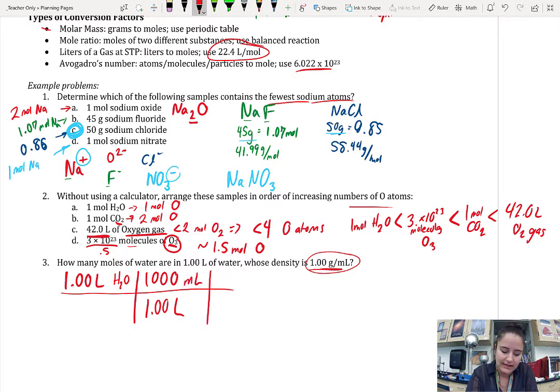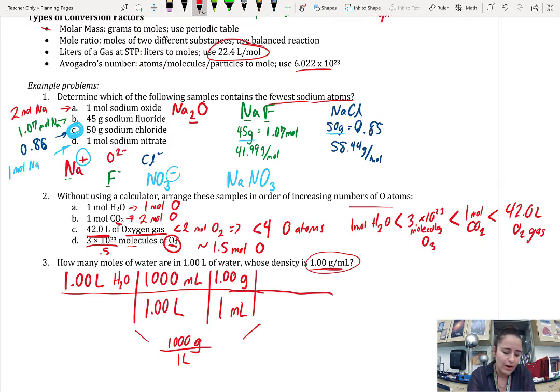Then we can use its density. If I have 1 milliliter, I have 1.00 grams. You could have also combined these and seen, okay, well, if it's 1 gram per milliliter, it's going to be 1,000 grams per 1 liter, and you could have done that as well.